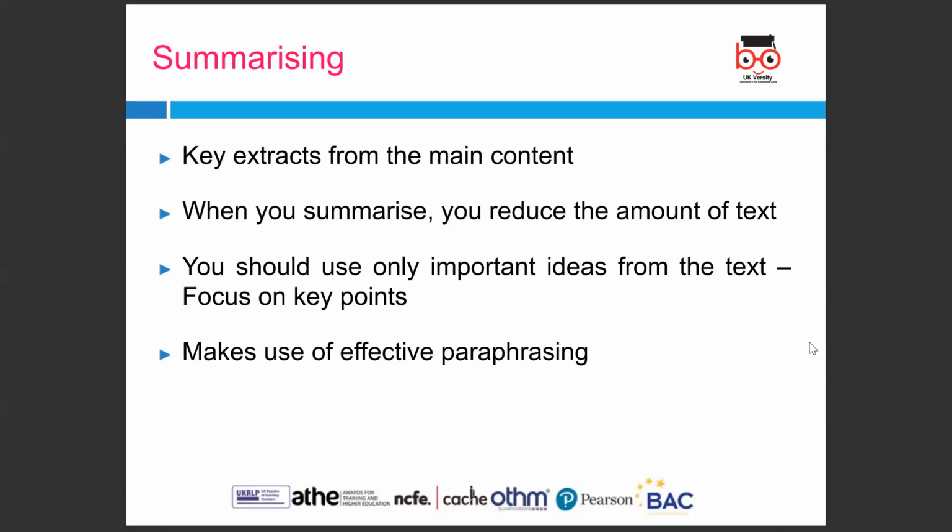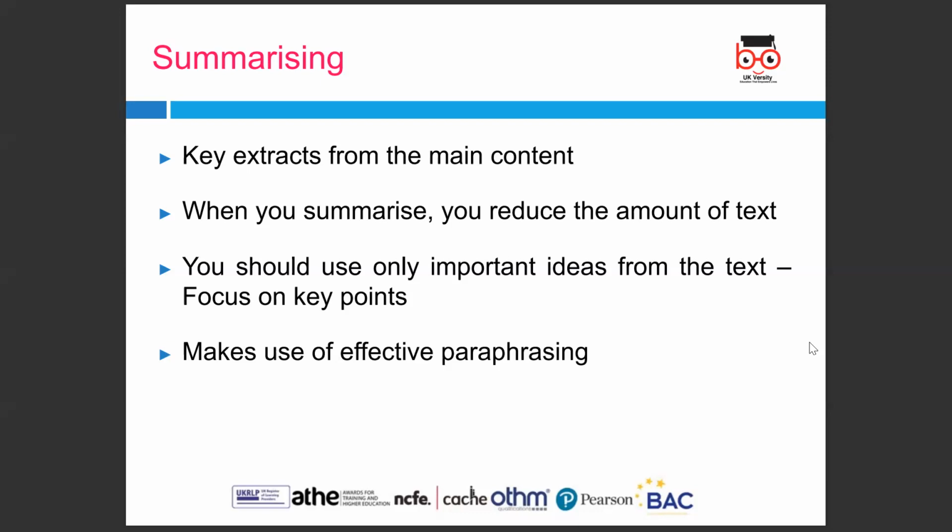Summarizing. So key extracts from the main content. When you summarize, you reduce the amount of text. You should use only important ideas from the text, so focus on key points and make use of effective paraphrasing. There is an art to good summarizing. Keep in mind that your purpose is to use the source material by tying the ideas in the summary to the general point you are making. Summarizing is the best way to show your voice and convince the reader you understand what you are talking about.